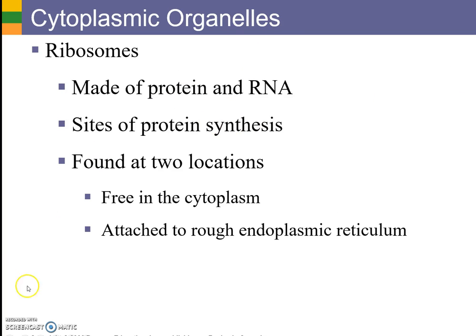Again, ribosomes are super important because they are where we build our proteins, and ribosomes are made up of protein itself and a type of RNA called ribosomal RNA. Now again, we find ribosomes basically in two major areas. We either find them attached to the endoplasmic reticulum, and so we call it rough endoplasmic reticulum if it has ribosomes on it. And we also see them floating around in the cytoplasm by themselves. Again, their job, make proteins.